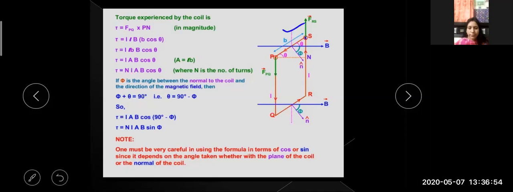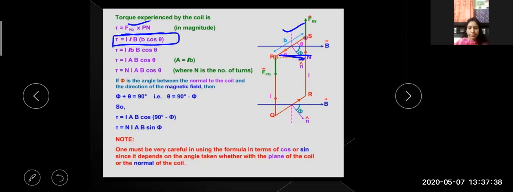This is okay. So for the torque experienced by the coil, we know that we need force and the arm of the couple, or we can say the perpendicular distance between the forces, right? So here the torque experienced by the coil is force F_PQ into Pn, the distance between these two forces, the arm of the couple. So it will be torque equal to ILB times b cos theta.